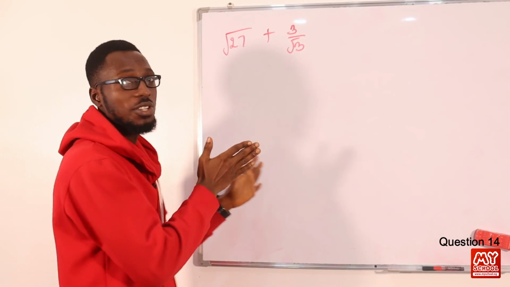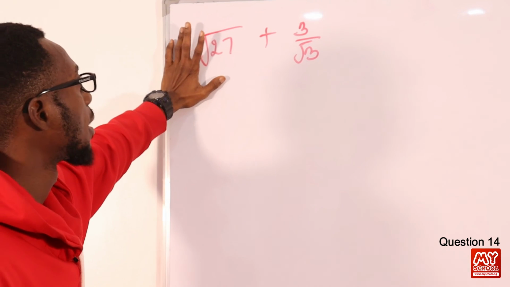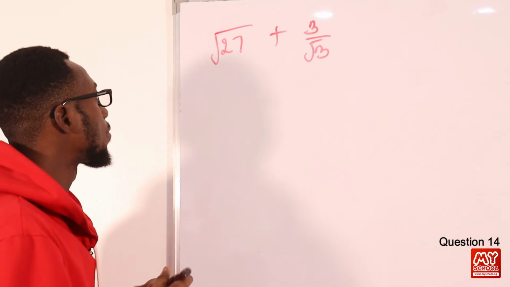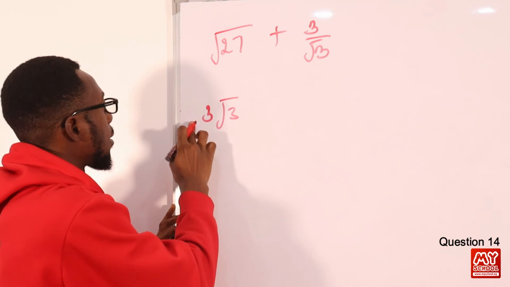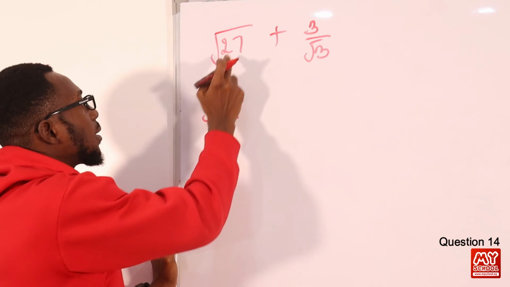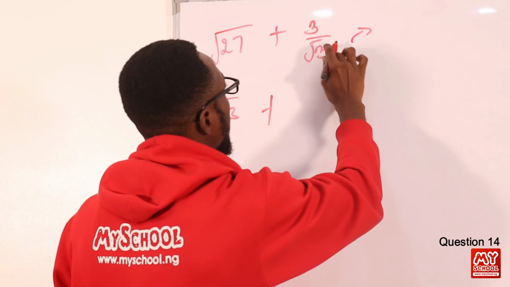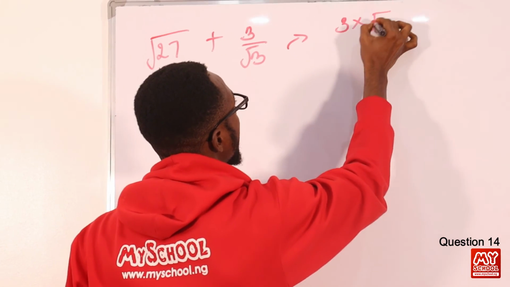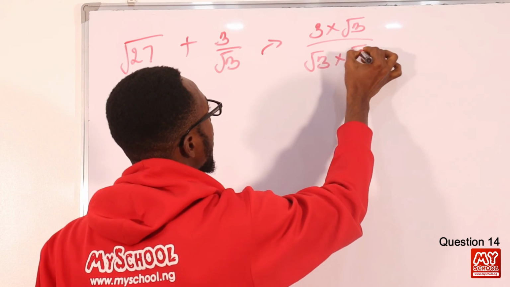So let's solve this question right there. So the first thing I can do is I can decide to convert this from surd form to basic form. So I know that root 27 is actually 3 root 3, right? 3 times 3, that is 9. 9 times 3, that is 27. Added to this. All right, so if I try to work on this, this should be 3 times root 3, when you rationalize, over root 3 times root 3.